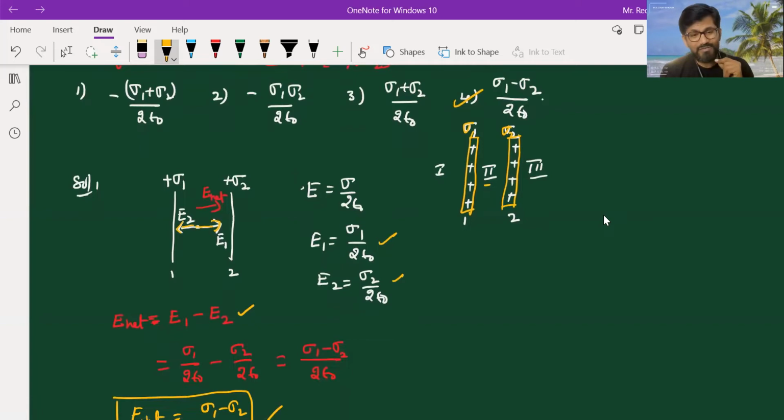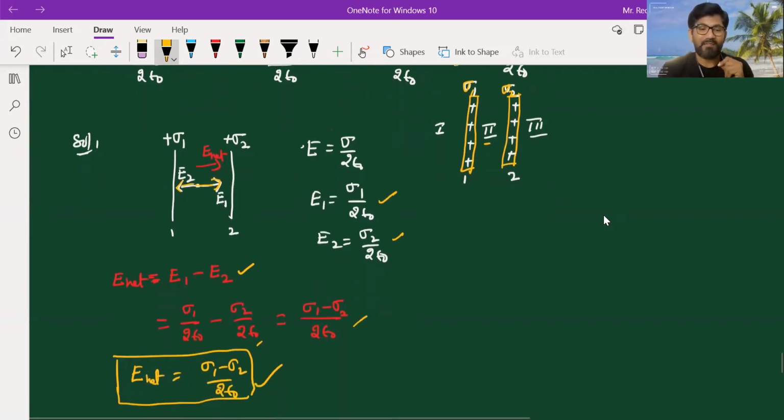On substituting this, we'll get sigma 1 by 2 epsilon naught minus sigma 2 by 2 epsilon naught, that is equal to sigma 1 minus sigma 2 by 2 epsilon naught. So that will be the net field. Is this clear? Based on this, you may get different kinds of questions also. If the two sheets have the same charge density, sigma 1 and sigma 2 are both the same, then the net field in between the sheets will be 0. This kind of different question will come across. You should be able to analyze this.